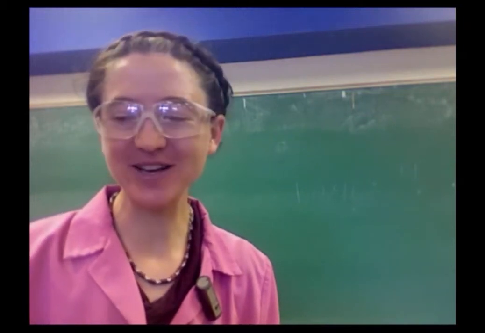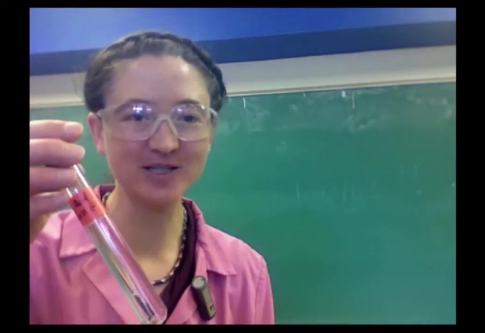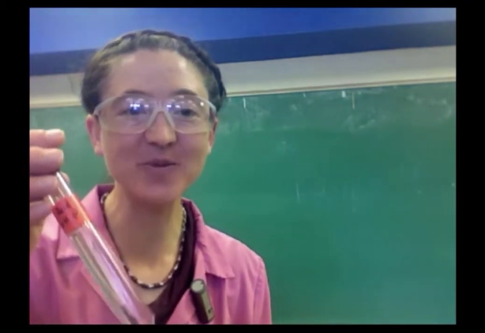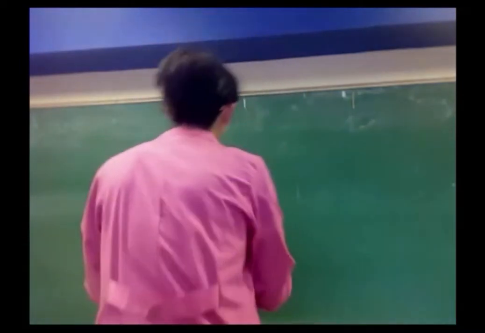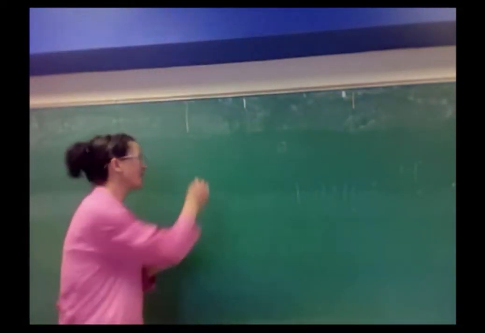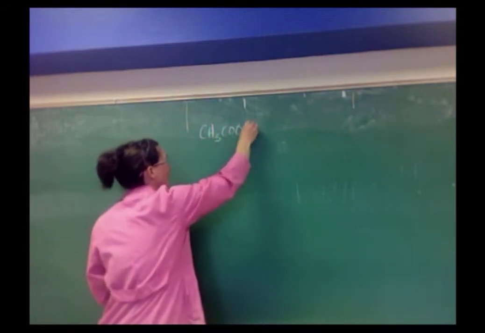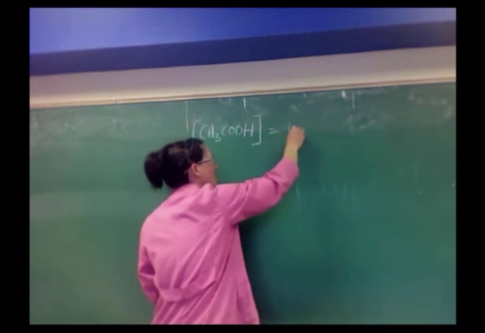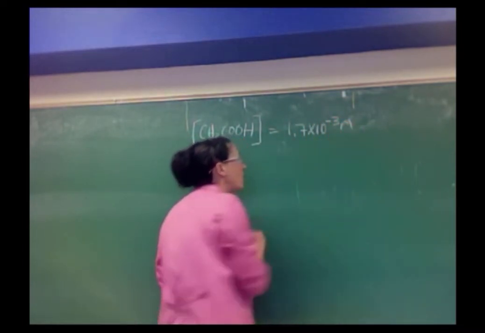Today we're going to be looking at a 1.7 times 10 to the minus third molar solution of acetic acid. And our goal today is to determine the pH of this solution. So you're thinking, okay, no problem, Rachel, get to the board and do it. So I'm going to go ahead and write down that we have CH3COOH, acetic acid, at a concentration of 1.7 times 10 to the minus third molar.